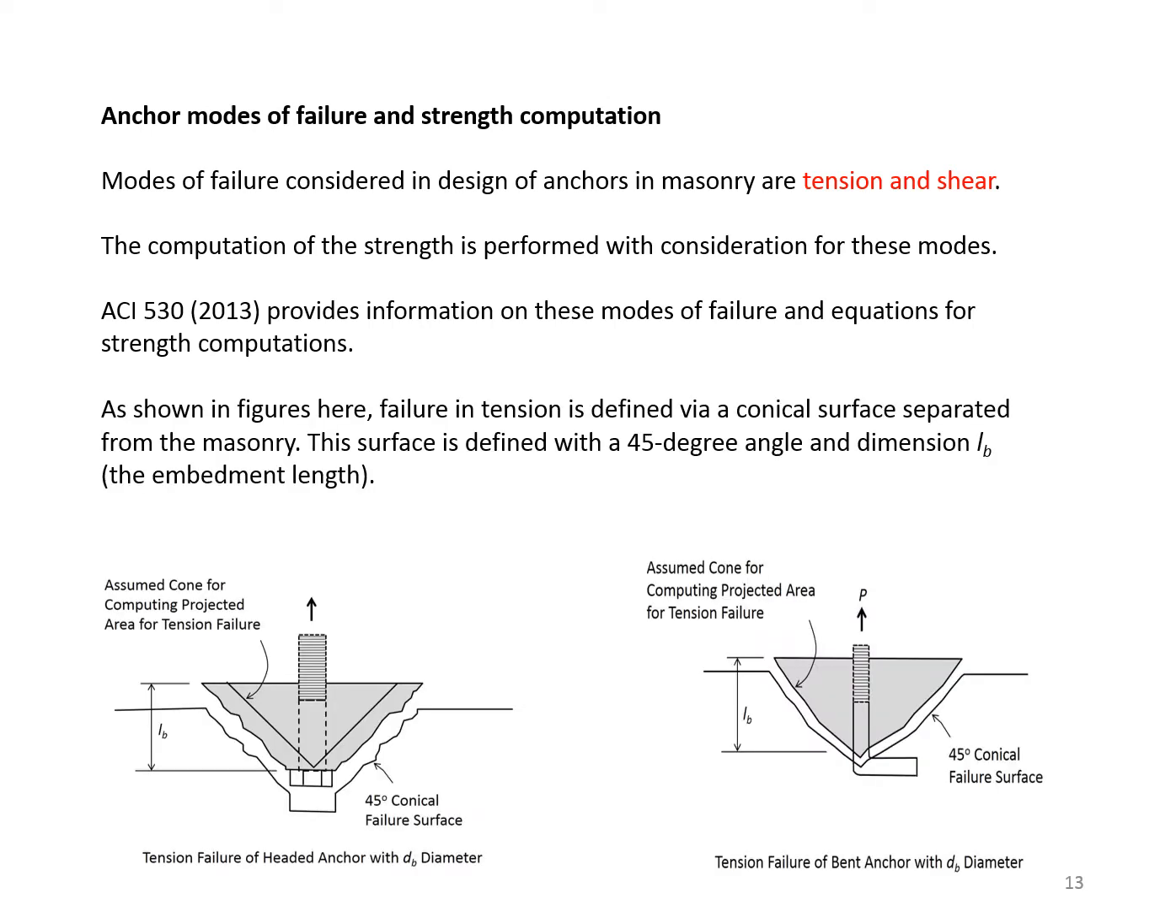As shown in figures here, failure in tension is defined via a conical surface separated from the masonry. This surface is defined with a 45-degree angle and dimension L_B, in other words, the embedment length. The figure on the left shows the headed anchor. The figure to the right shows the bent anchor.